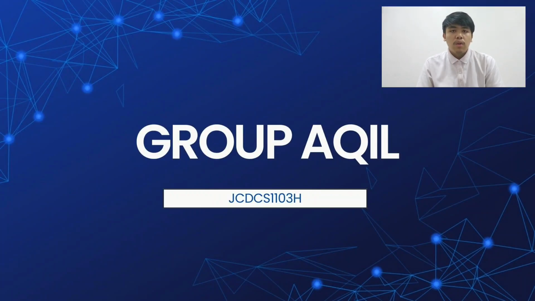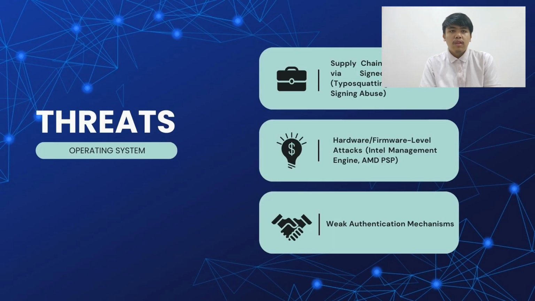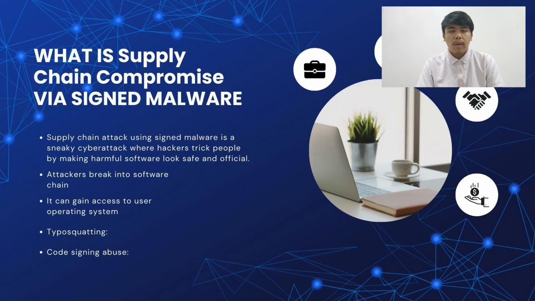So today our group will present to you about our three threats. The first one is the supply chain compromise via signed malware, and the second one is the hardware or firmware level attacks, and the third one is the weak authentication mechanism. So now I will present to you about my threat. The first one, which is the supply chain compromise via signed malware, typosquatting and code signing abuse.